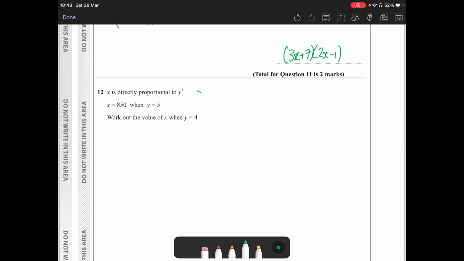So x is directly proportional to y cubed. So that's my statement of proportion. Oh my god, why am I mixing up my squares and my cubes today? I do not know. Right, so there we go.